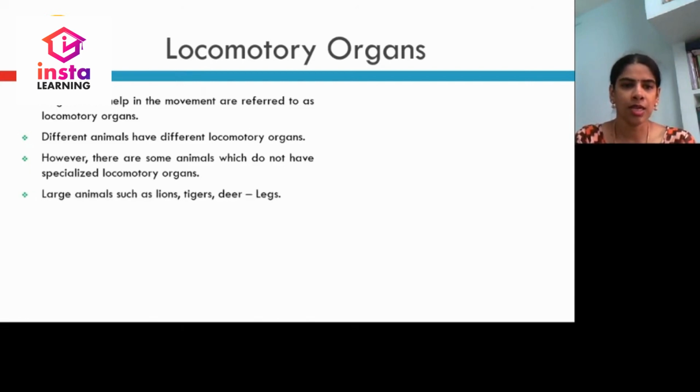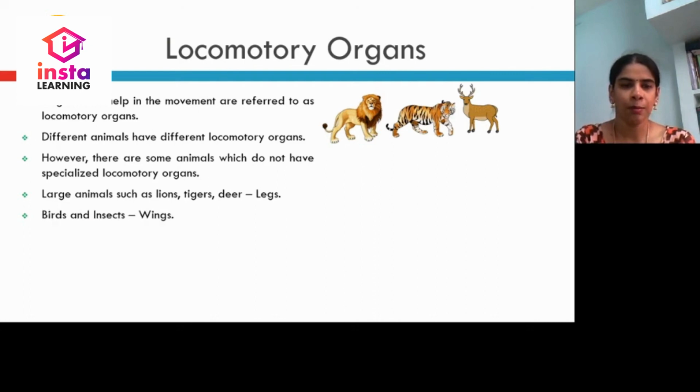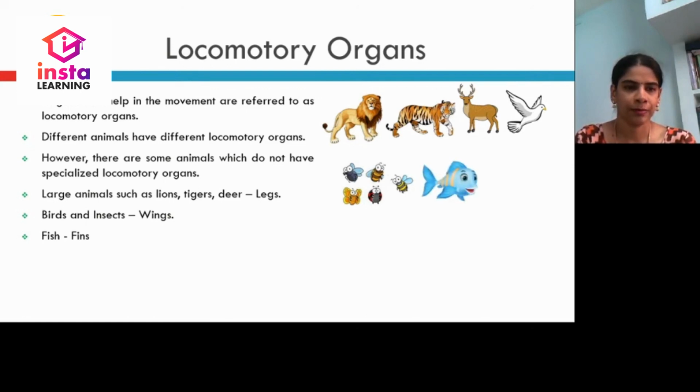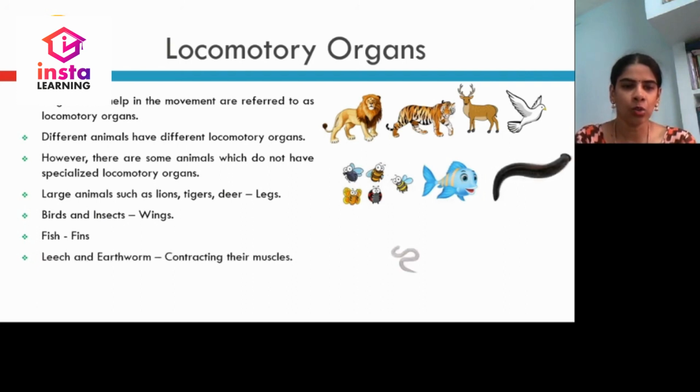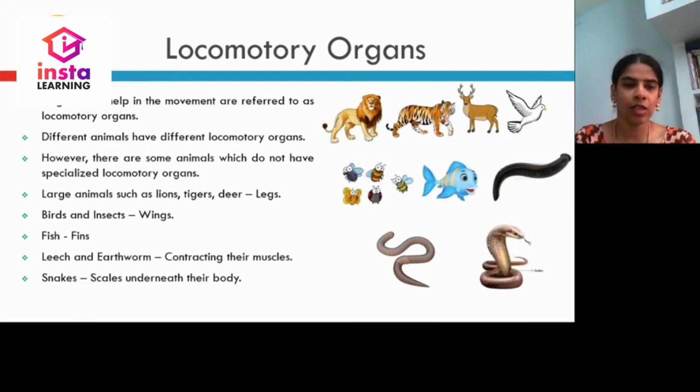Large animals such as lions, tigers and deer possess legs for movement. Birds and insects possess wings for locomotion or flying. Fishes swim, which is their locomotion, through fins. Leech and earthworm move by contracting their muscles. Snakes possess scales underneath their body which help them to crawl.